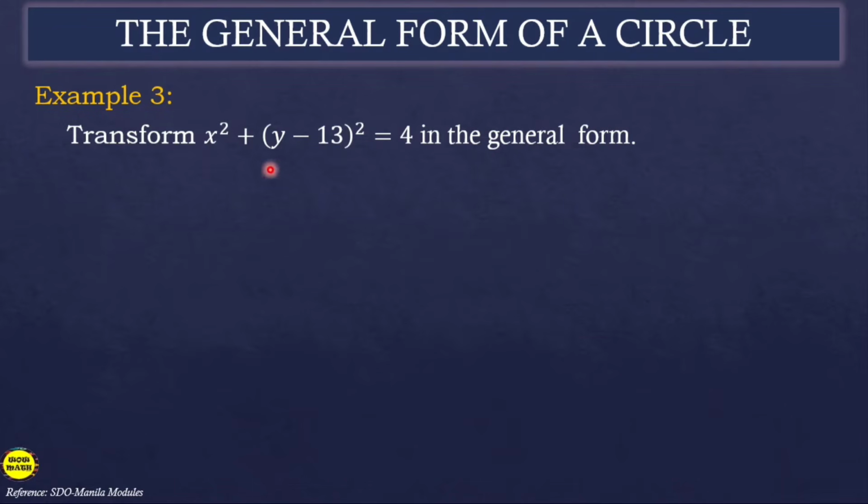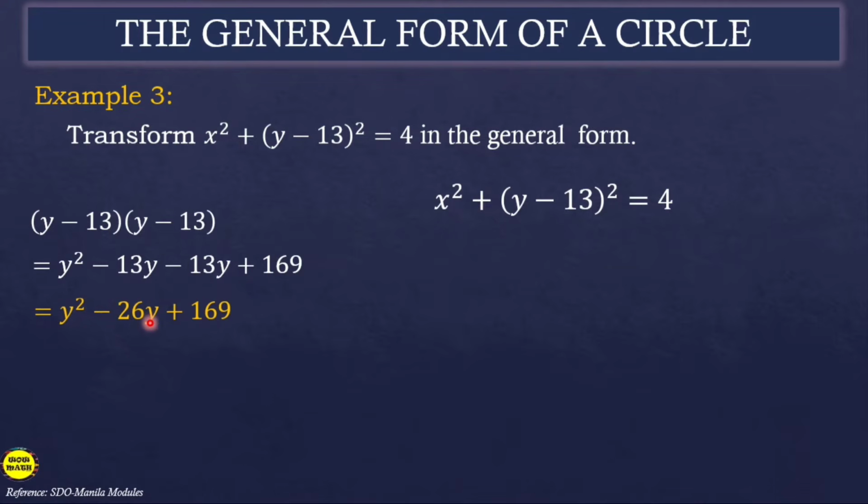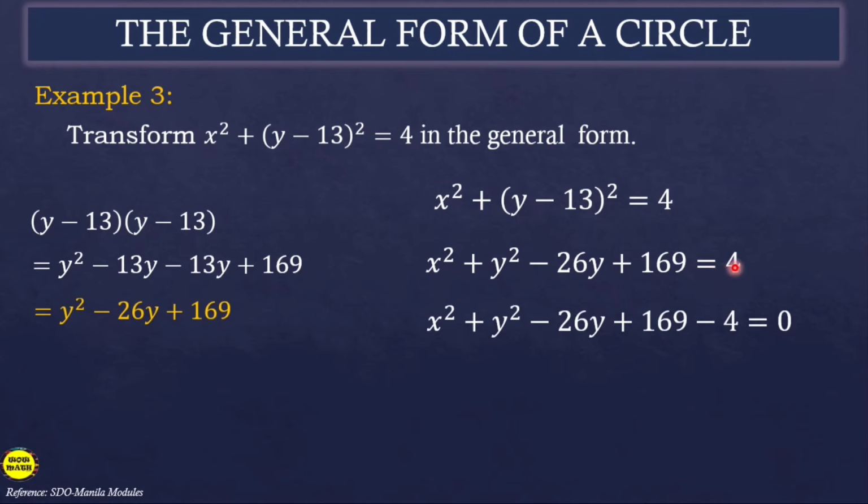Another example, x squared plus the quantity of y minus 13 squared is equal to 4. So, expand muna natin itong y minus 13 squared, and that is y squared minus 26y plus 169. Okay, so copy natin yan. Copy yung x squared, and then yung expanded form na to, ito yon, plus y squared minus 26y plus 169 is equal to 4. Then, lipat natin si 4 dito. So, the answer will be x squared plus y squared minus 26y plus 165 is equal to 0.